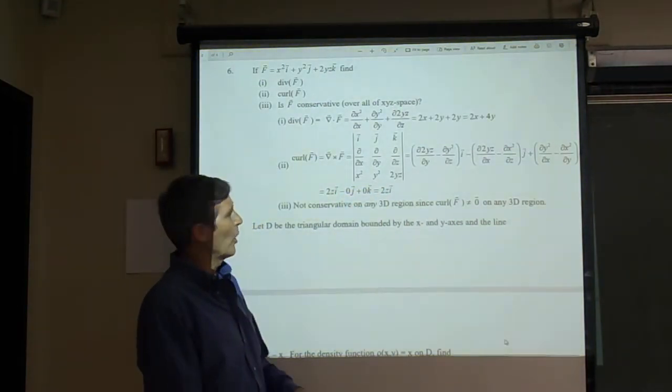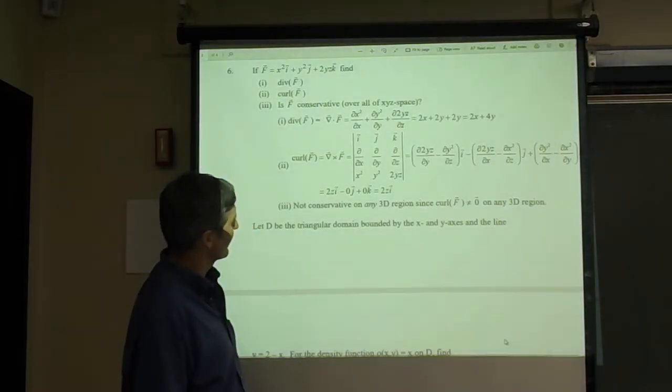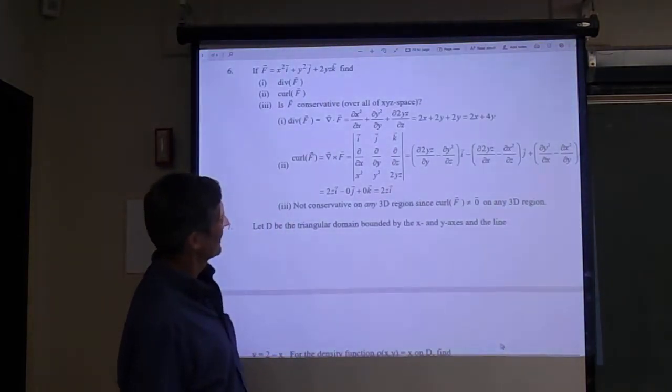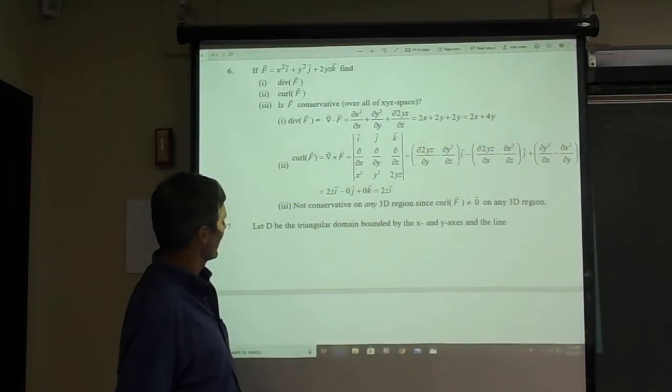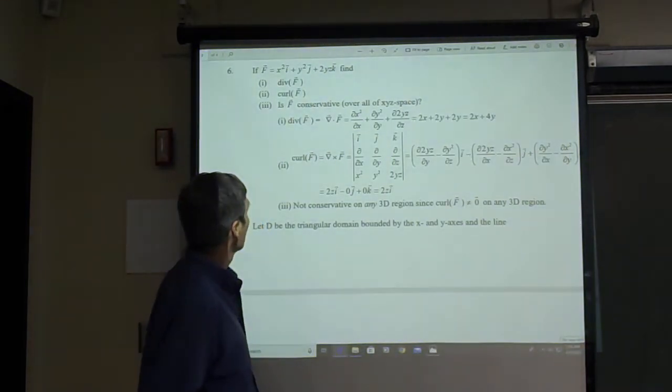But that's not an open three-dimensional region. It's a plane, and it's actually a closed subspace. So there is no region anywhere where you can say this is conservative in 3 dimensions.